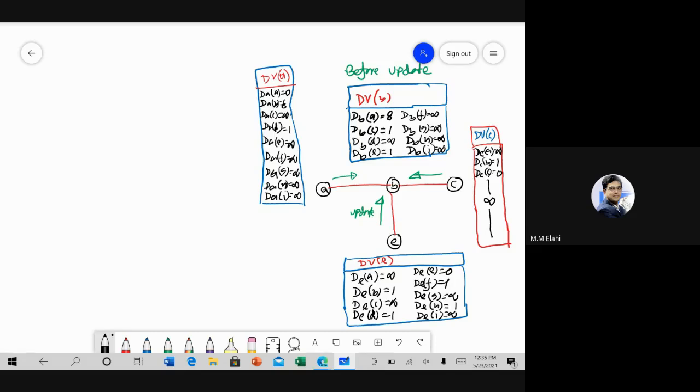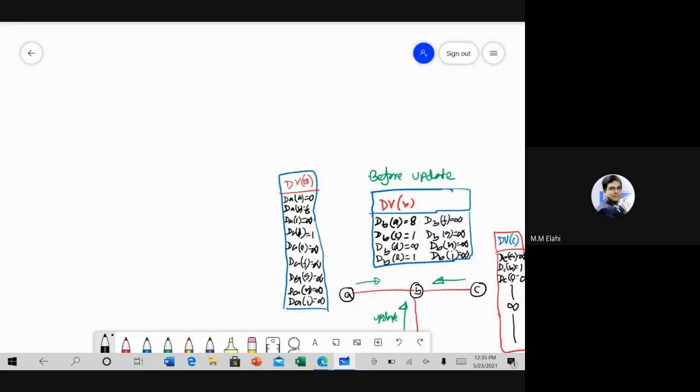Anybody has any question? This logic we will now implement using the formula, that is the Bellman-Ford equation. Now, what was the Bellman-Ford equation? Let me write the Bellman-Ford equation here.